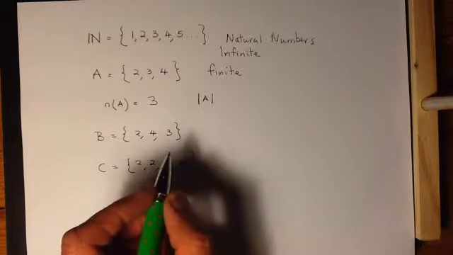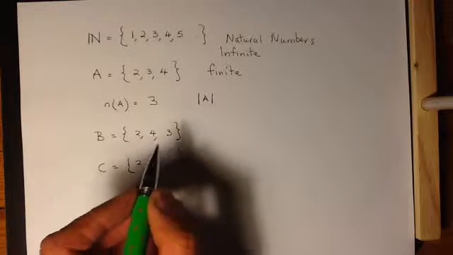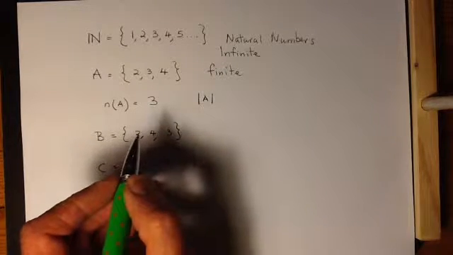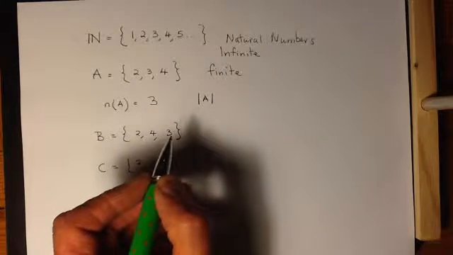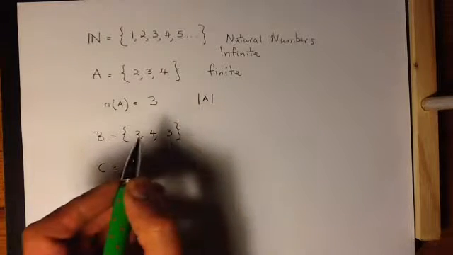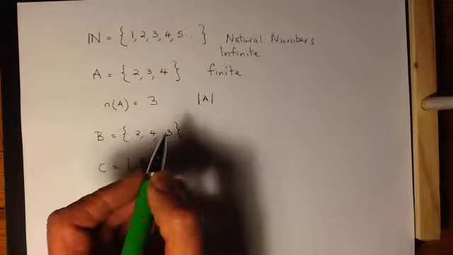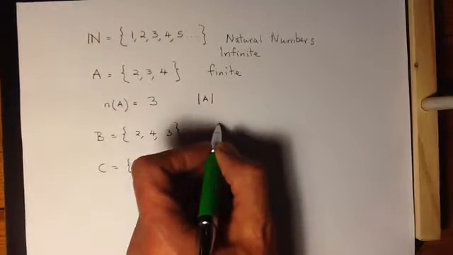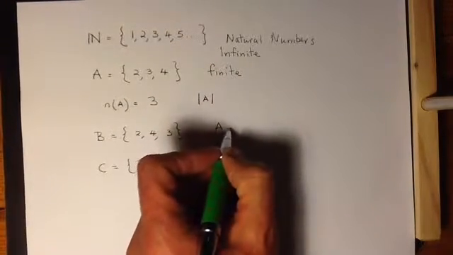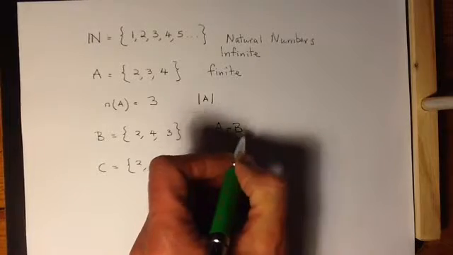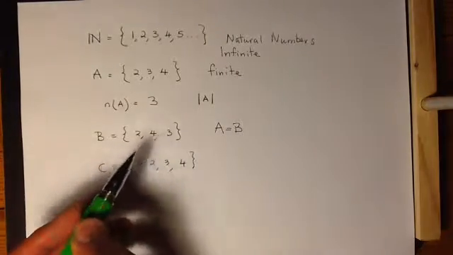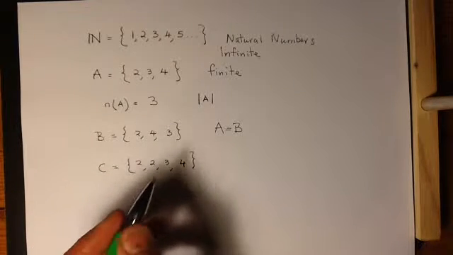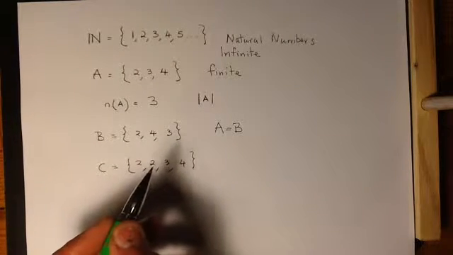Now, two new pieces of information, I think. If you have a set 2, 4, 3, this is exactly the same as the set 2, 3, 4. So in this case, A and B are equal. So with sets, the order of elements does not matter. In the same way, we do not have repeats.